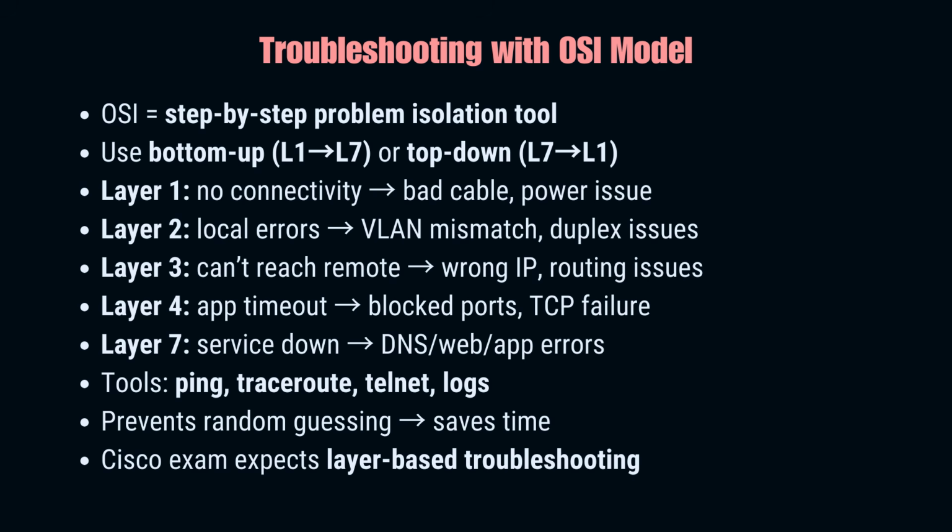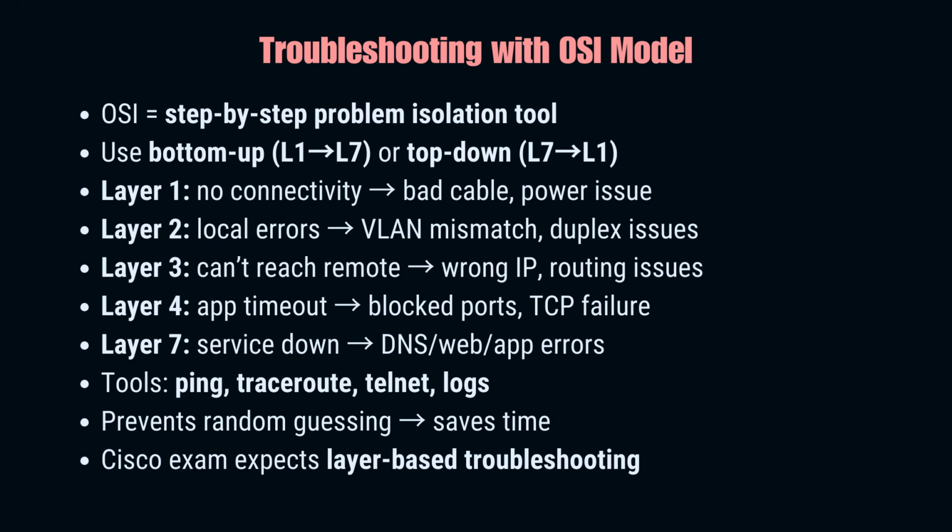The OSI model provides a systematic approach to network troubleshooting, allowing you to isolate problems to specific layers. Use either a bottom-up approach starting at Layer 1 and working upward, or a top-down approach beginning at Layer 7 and working downward. Layer 1 physical problems show complete connectivity loss with symptoms like unplugged cables, broken wires, or power failures. Use cable testers, visual inspection, and link lights for diagnosis.